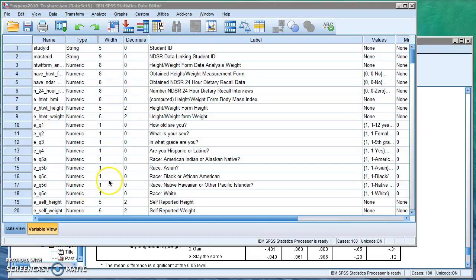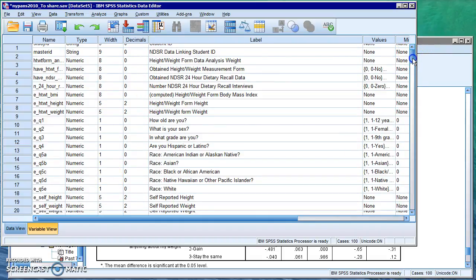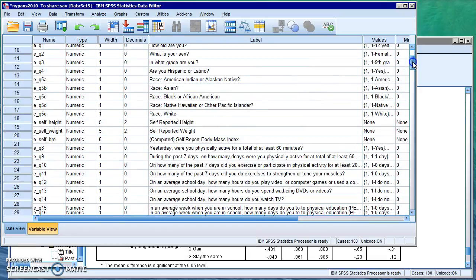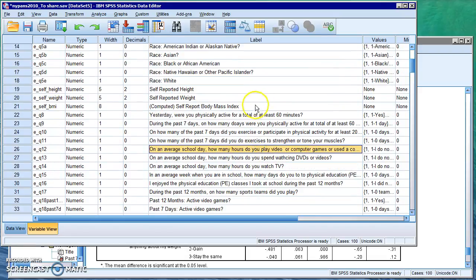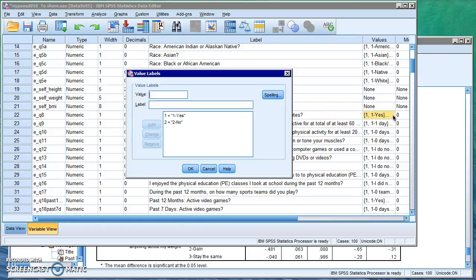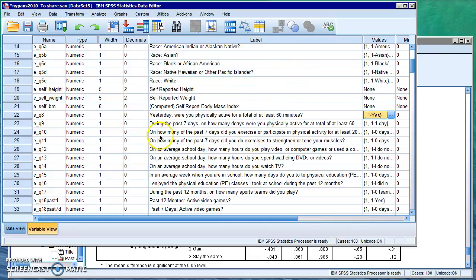The variables are question 8, and that is the active or not. And it is asked, yesterday, were you physically active for a total of at least 60 minutes? The answers could have been yes or no, 1 and 2, and it's important to have that knowledge for the test that we have to conduct.